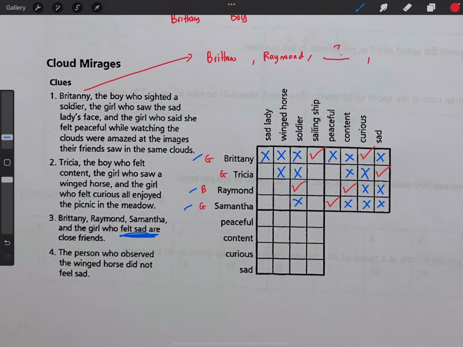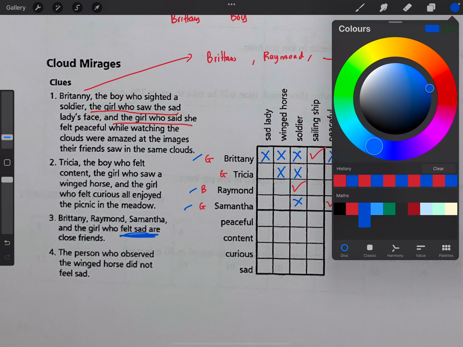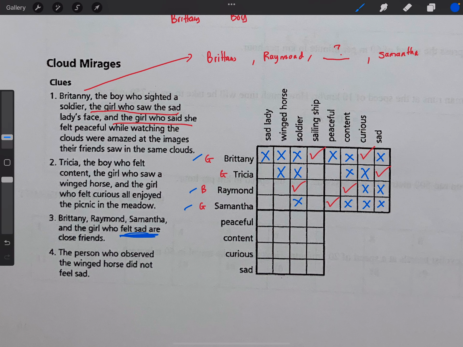And then the next one, it says, and the girl who said she felt peaceful. Who's that? Who felt peaceful? Samantha is the one that felt peaceful. Which means that the girl who saw the sad lady's face cannot be Samantha. So we're going to cross out Samantha. You can cross it out here. Samantha is not the one who saw the sad lady's face.